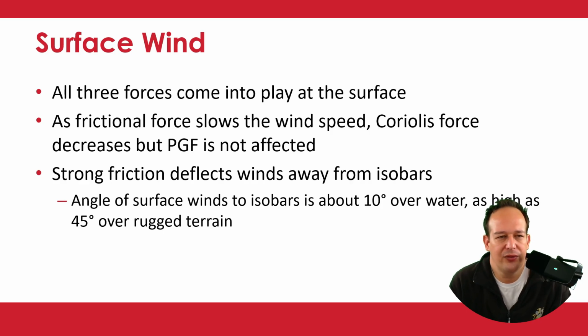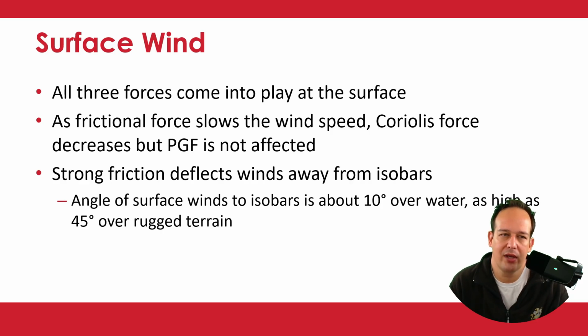All right, but at the surface, all three forces come into play. As frictional force slows down the wind speed, Coriolis force decreases, but pressure gradient force will not be affected. And then strong friction will deflect winds away from isobars. So let's say you're over the water, the surface will cause the wind to deflect maybe about 10 degrees. But if you're over rugged terrain, the wind direction can change by as much as 45 degrees.